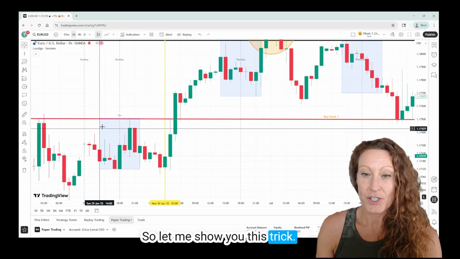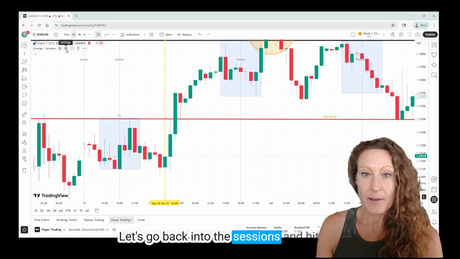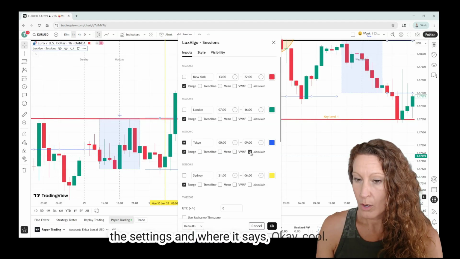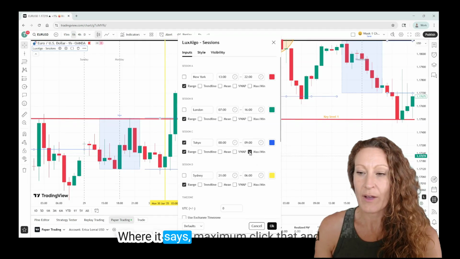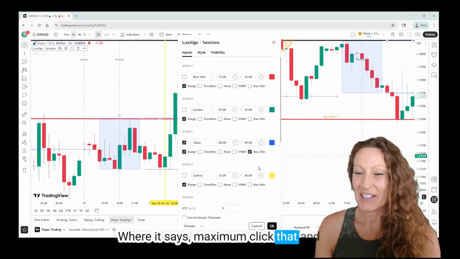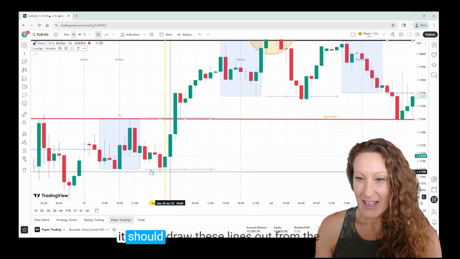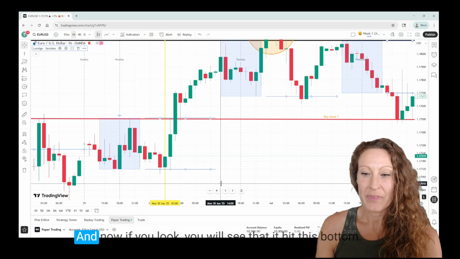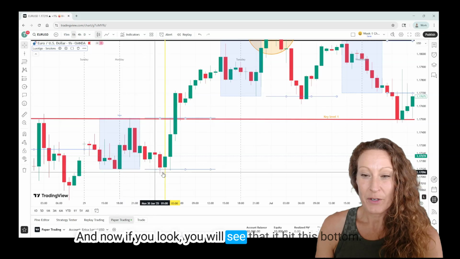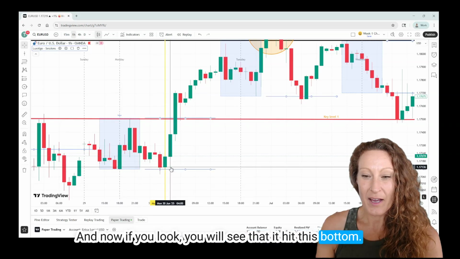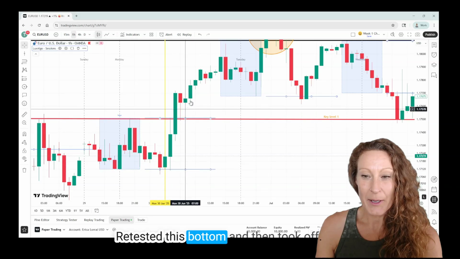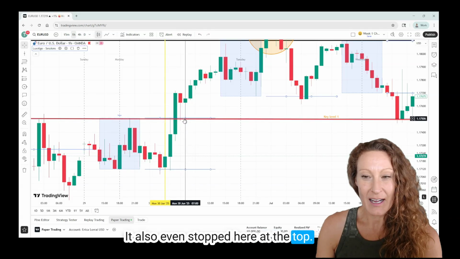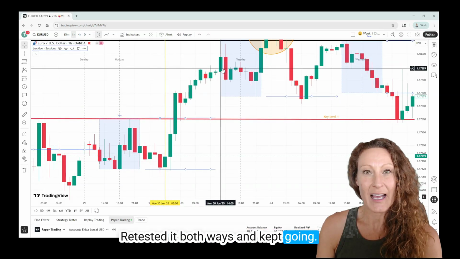So let me show you this trick. Let's go back into the sessions and hit the settings, and where it says max minimum, click that, and it should draw these lines out from the maximum and the minimum of Tokyo. Okay? And now if you look, you will see that it hit this bottom, retested this bottom, and then took off. All right? It also even stopped here at the top, retested it both ways, and kept going.